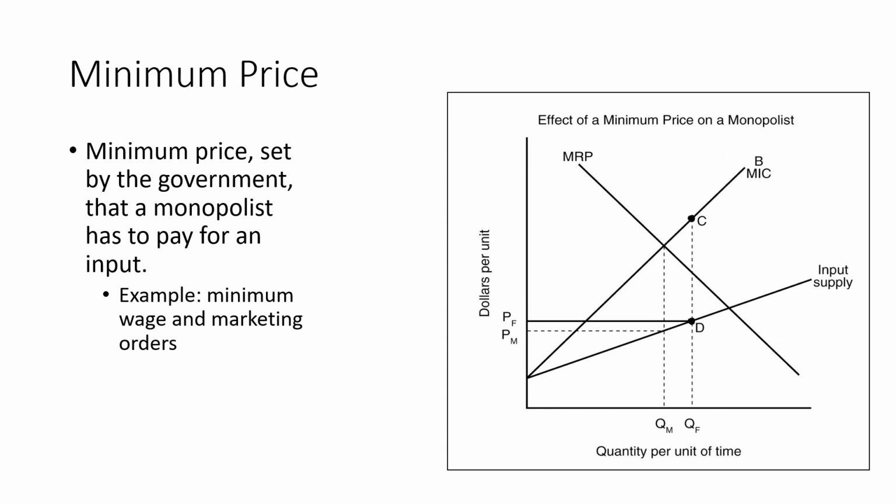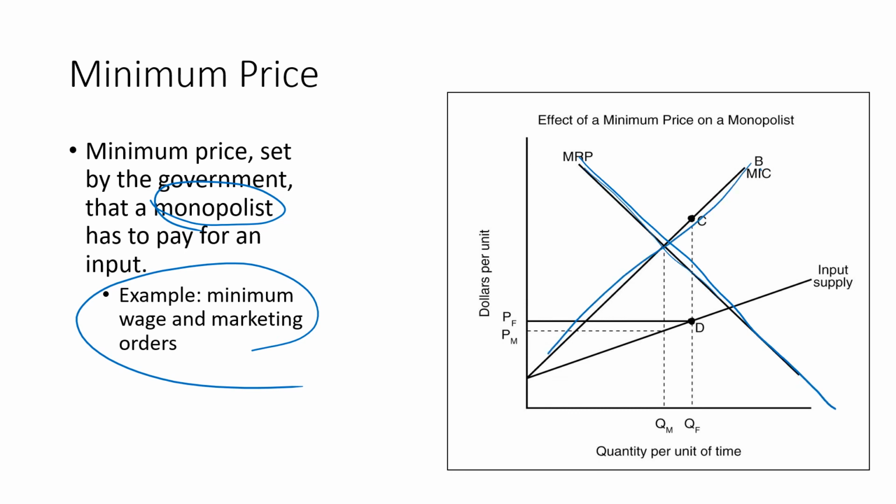Minimum price is something set by the government that's related to marketing orders, which we explained. For an input, it says the monopolist has to pay a certain amount of money. How that would look, from the buying standpoint, is that they produce where marginal revenue product equals marginal input cost, and they are going to buy the input. If they were following the supply curve, they would buy the input here at MF, but the government has said, no, you actually have to buy it for a little bit more money at PF. So you don't get to exploit as much as you would have before.